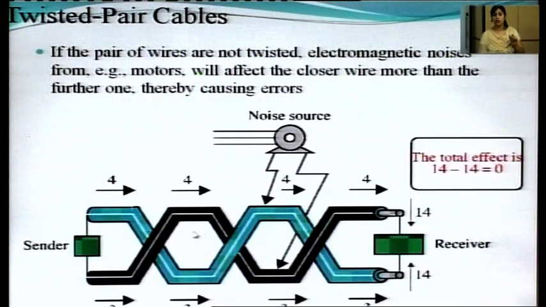To reduce the noise. If the pairs of wires are not twisted, electromagnetic noises from, for example, motors will affect the closer wire more than the further one, thereby causing errors. Means if these cables are not twisted with each other, they can generate a noise and noise interference can be there to transmit the signal. So twisted pair cables can be preferred to form a network.